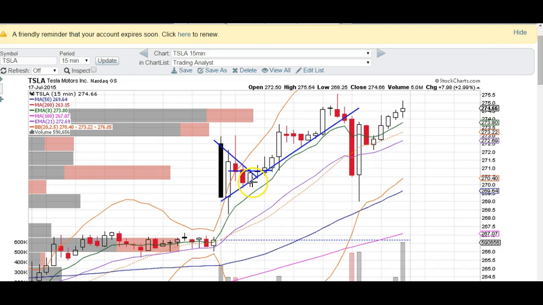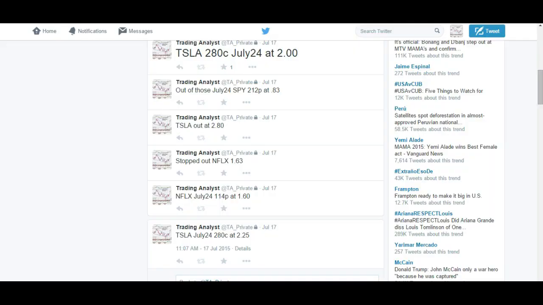A short signal would have been a break below this line, the bottom of the triangle, as well as a break of the lows of these candles right here. So we were looking for two trades. It ended up firing off long, so we got in right here and we alerted it on the private Twitter feed just after 11 o'clock. We got into some next week's calls at 2:25.